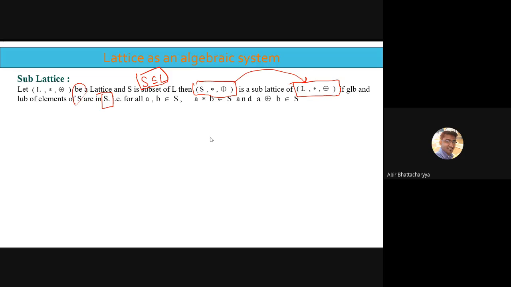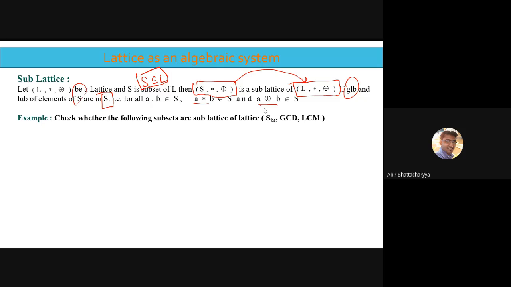Okay, now what can be implied by this GLB and LUB? GLB means a * b, and LUB means a ∘ b. Both should belong to S only. Let's talk about an example. Check whether the following subsets are sublattices of a lattice S24 under GCD and LCM.